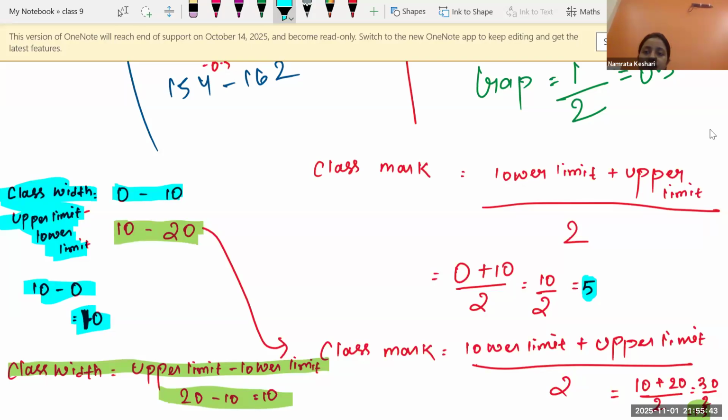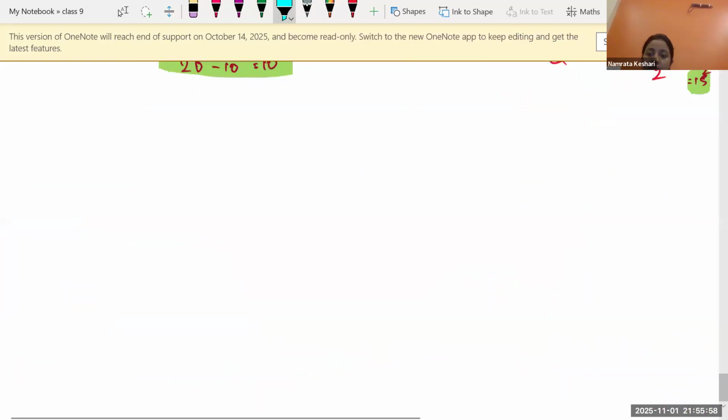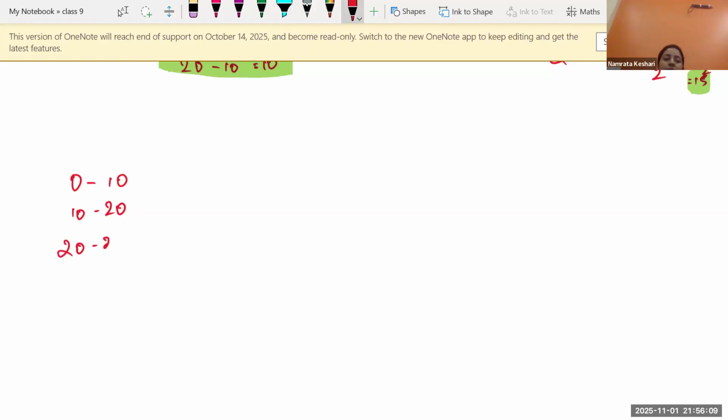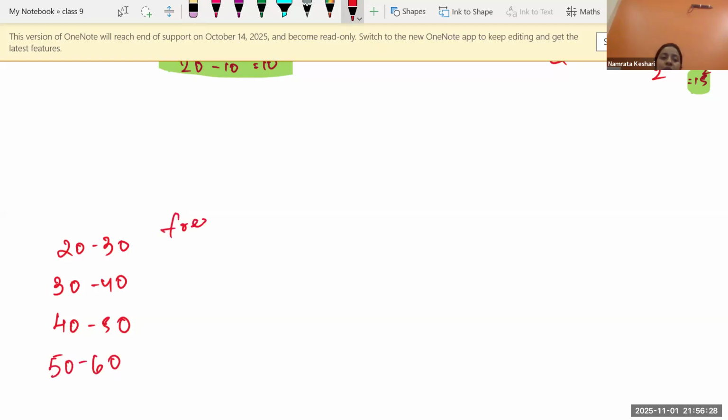So let me take it. Suppose our data looks like this: 0 to 10, 10 to 20, 20 to 30, 30 to 40, 40 to 50. Actually, your data directly starts from, let's say, 20 to 30, then 30 to 40, 40 to 50, 50 to 60. This way the data is there and the frequency is given over here. Here 7, here 8, here 12, here 13. And the question is asking you to draw the histogram.